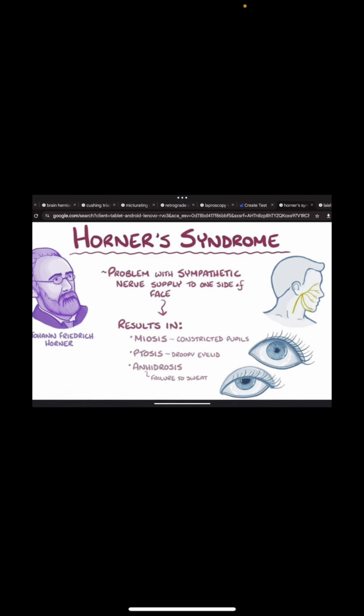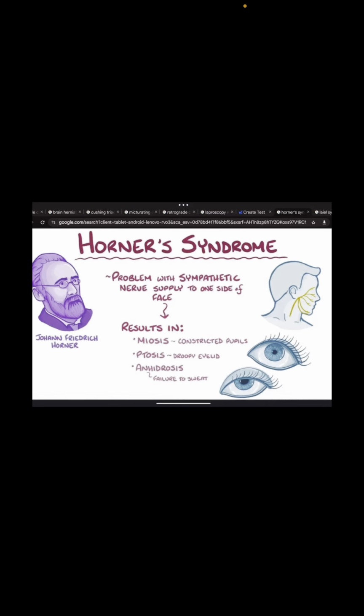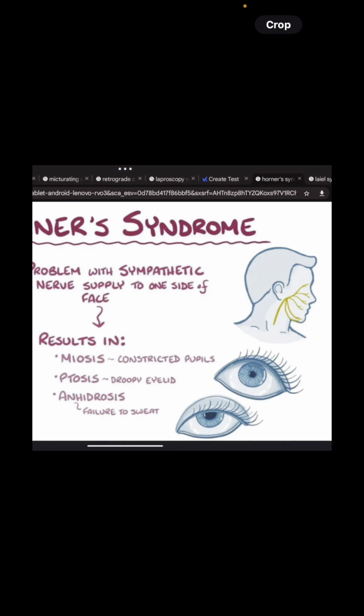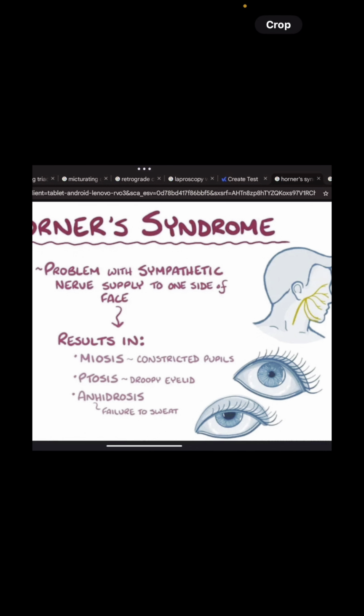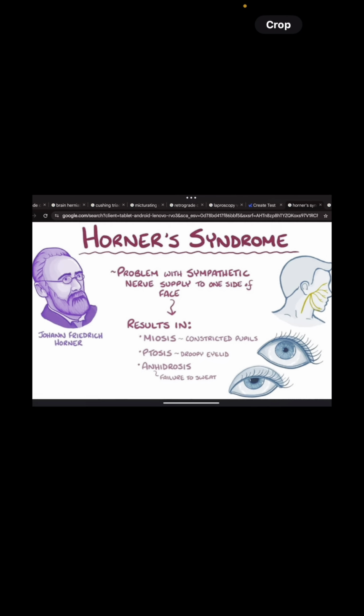Next, Horner syndrome. Horner syndrome is a problem with the sympathetic nerve supply of one side of the face, which will result in miosis, which is constricted pupils, ptosis, a drooping eyelid. The eye will not be able to open properly, and anhidrosis, which is failure to sweat.